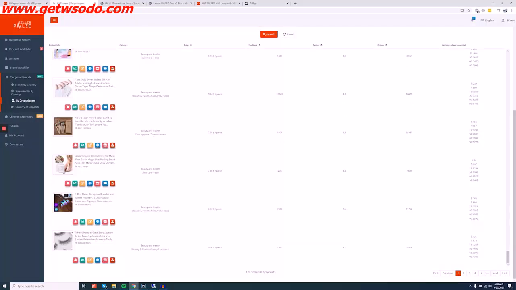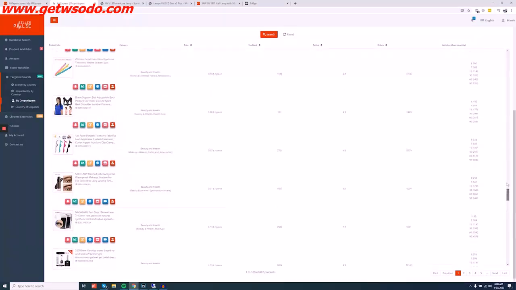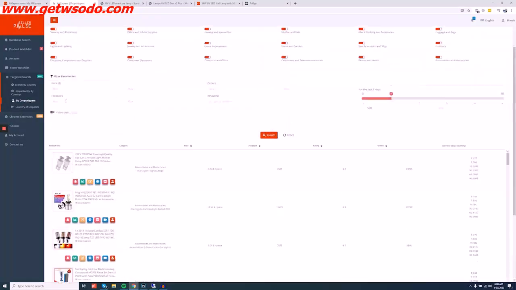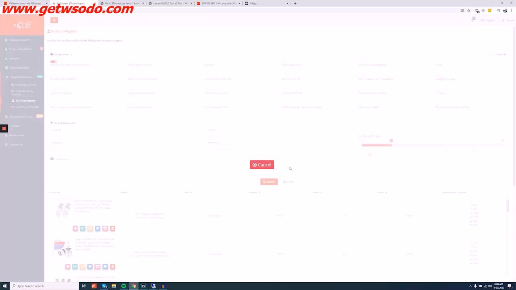So I think that's enough digging around here in the general section. Let's go back to the top over here. And this time, instead of looking at all the categories, let's say I wanted to sell some women's clothing, and in the past 7 days, whatever clothing it is, sold 500 plus units. Let's click on search here and see what pops up.